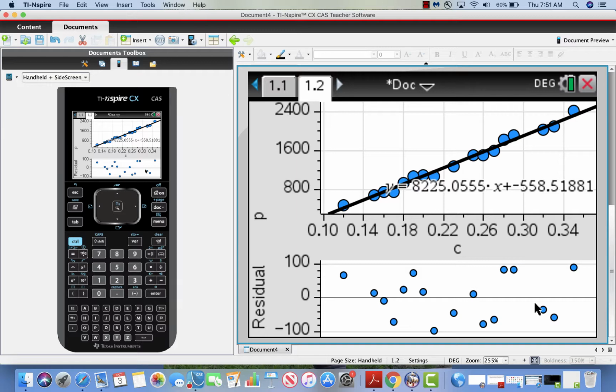Just be careful because we are trained at an early age to find patterns. So even if it is random, we tend to try and make it look like something, even though it is random. So just be careful with that. But that's how you do it on the calculator.